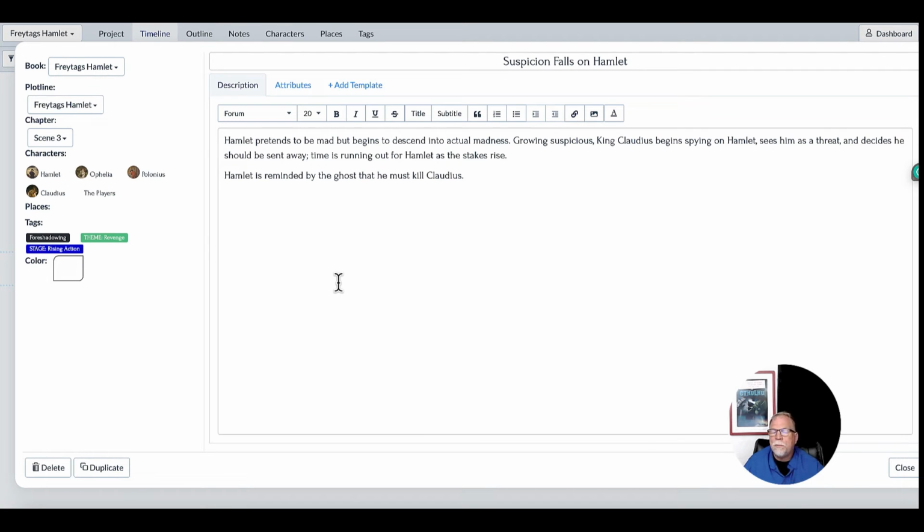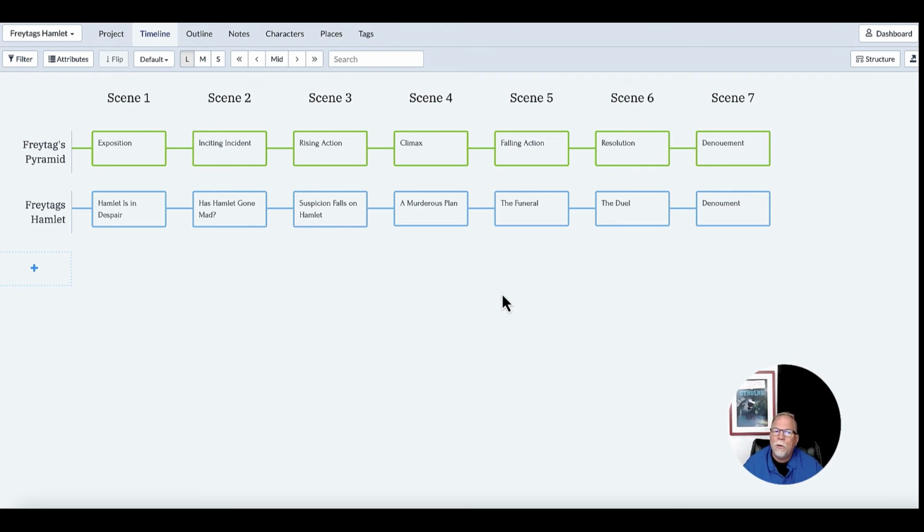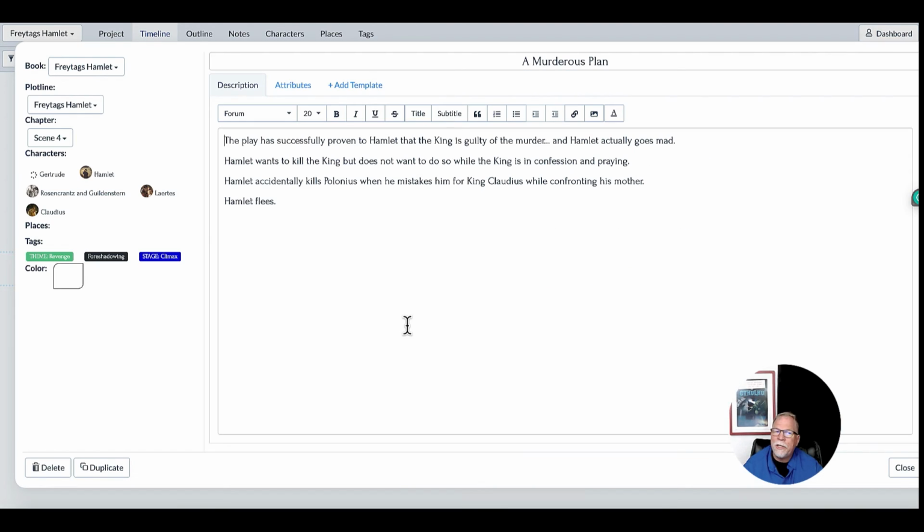Now Hamlet is visited by the ghost again and reminded, you've got to kill Claudius. So what is Hamlet going to do? Well, we move into the climax, or the midpoint, and this is where Hamlet starts to take action.